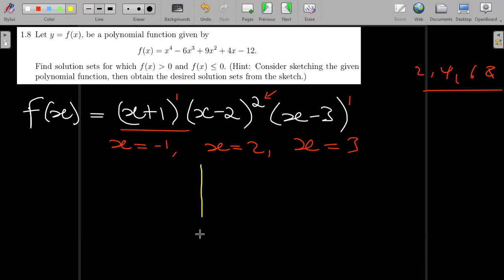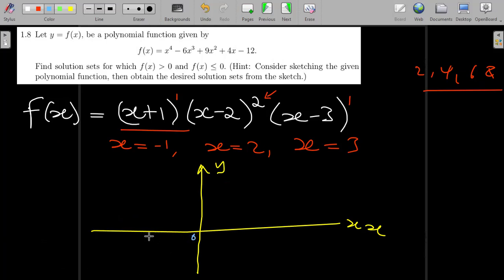So if I were to draw this, or sketch it, this is my y. This will be my x. So I have 0 there, and then minus 1. I can have 2 there, and then 3. So just plot these three points. Okay, so where can I start my sketch now? Do I start my sketch from down here, or do I start it from up here?